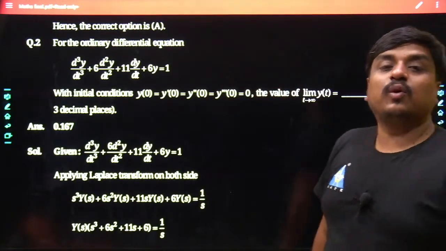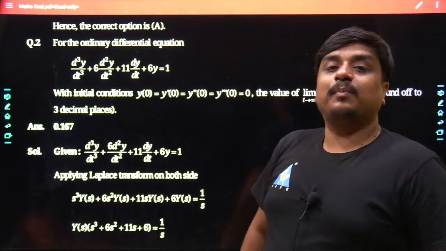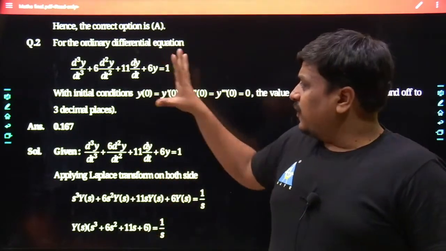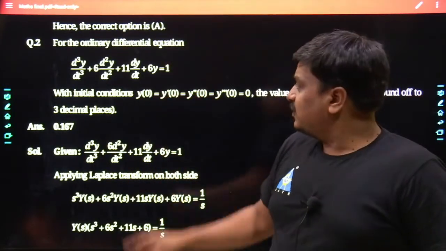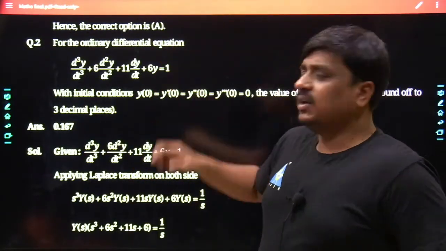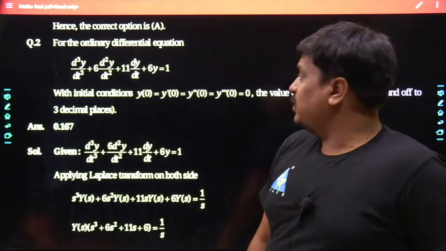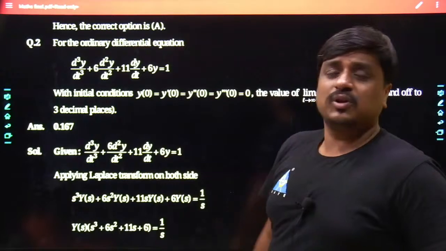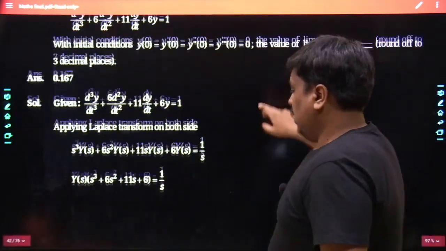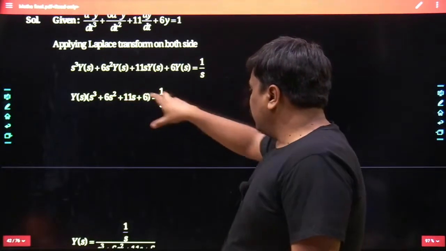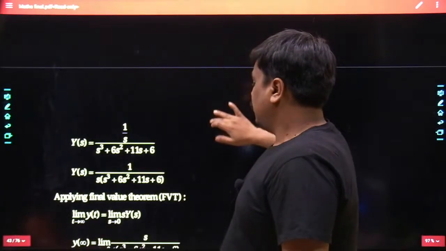but it was quite clear that they wanted you to solve this problem with the help of Laplace transform. So we'll take the Laplace on both sides. The first term would give only s cube of Y of s. The second term would give 6 times s square of Y of s. The third term would give 11 times s times Y of s. The fourth term would give 6 times Y of s, and the right-hand side would give 1 upon s. End of the day, you will be keeping Y of s on one side and all of the components on the denominator side.